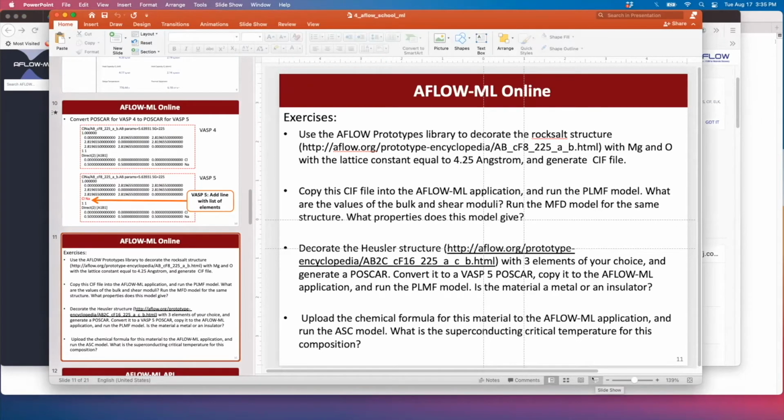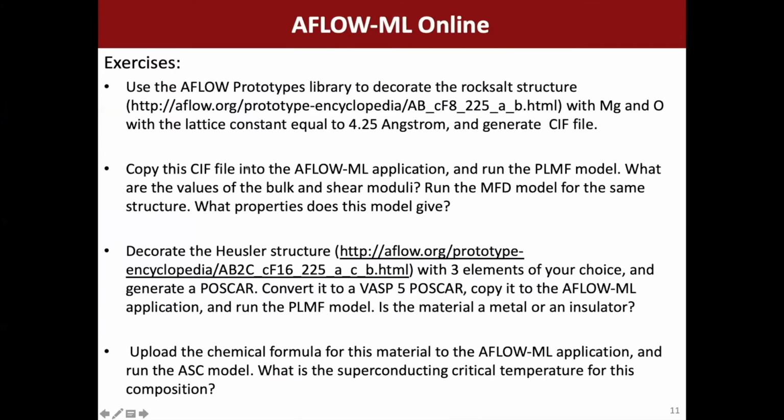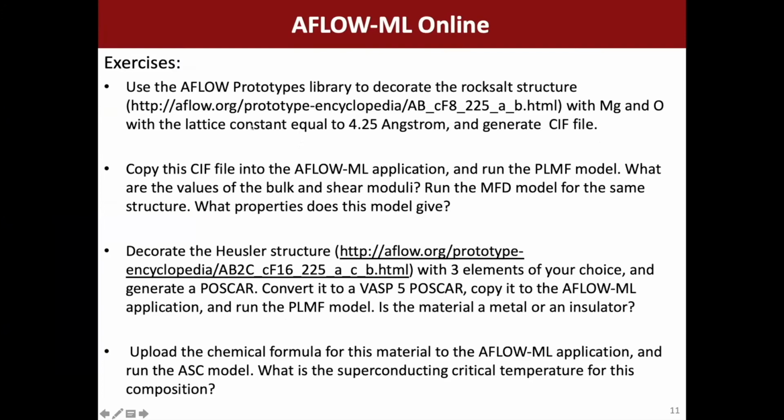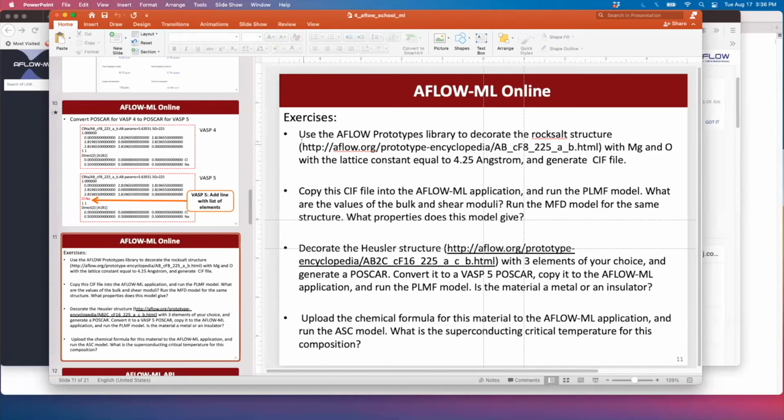So this is to give you a chance to work through it. This is probably the easiest way to learn how to use these different things. So for the first one, again, go to the AFLOW prototypes library. You can go to this to get this rock salt structure. You can get it at this link here. So it's the AB_CF8_225. Let me put this inside the chat as well.